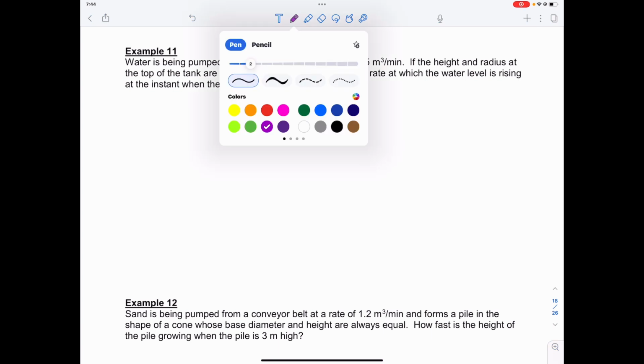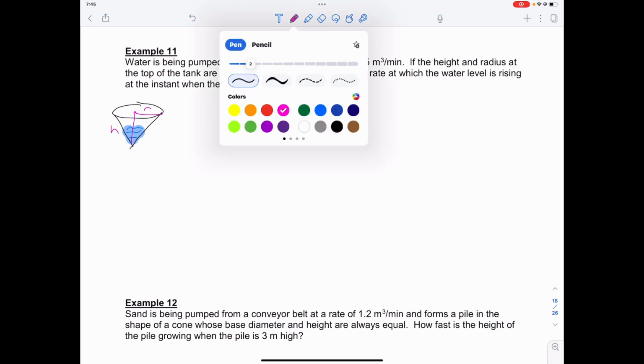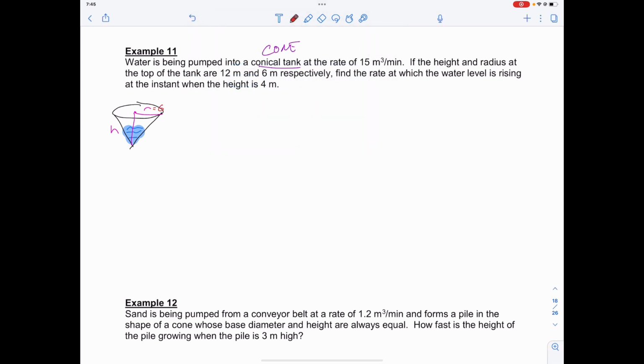So we have a cone. We have the water in there that is rising. And we know that we're going to have, for the cone, a radius, and we're going to have a height. Now, at the very top, it says that the radius is 6 meters and the height is going to be 12 meters.